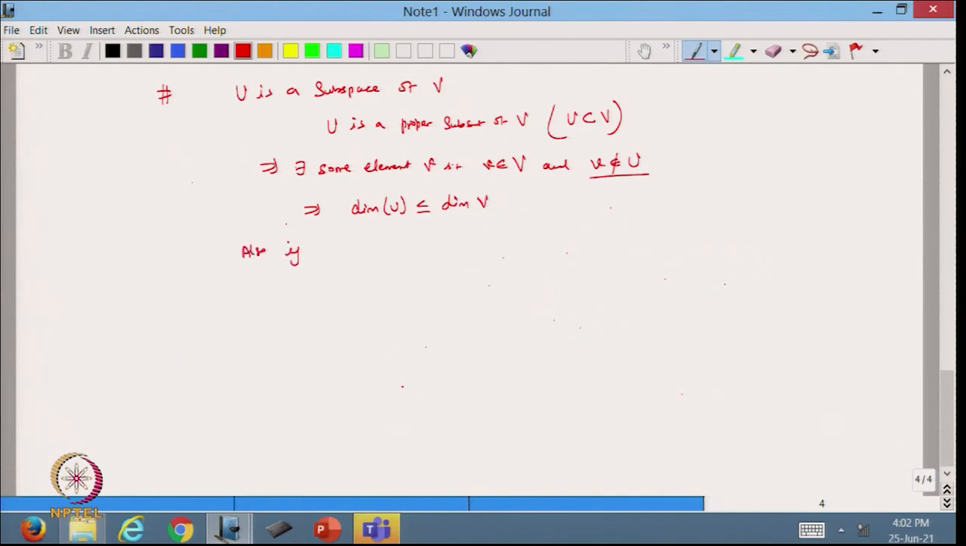Also, if the dimension of U is equal to the dimension of V, which implies that the number of vectors in the basis of U is equal to the number of vectors in the basis of V. And we know that if V is an n-dimensional vector space, then all its bases will contain n vectors. So this is possible only when U is equal to V. So from here I can say that if the dimensions are the same, then the sets U and V will be the same. So this is another important terminology.